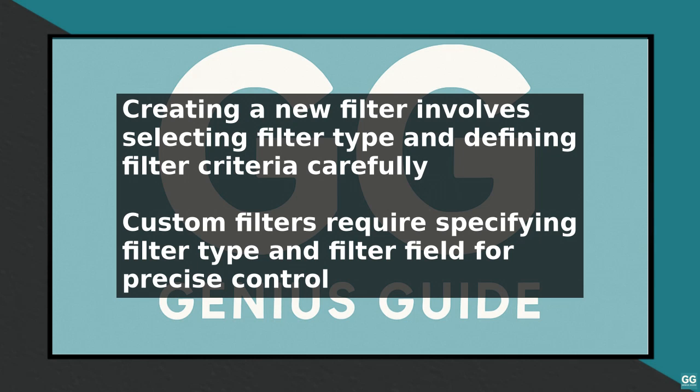When creating a custom filter, you need to specify the filter type, such as Include or Exclude, and the filter field, such as IP address or hostname. You also need to define the filter pattern, which can be a specific value or a regular expression. For example, if you want to exclude traffic from a specific IP address, you can enter the IP address in the filter pattern field.